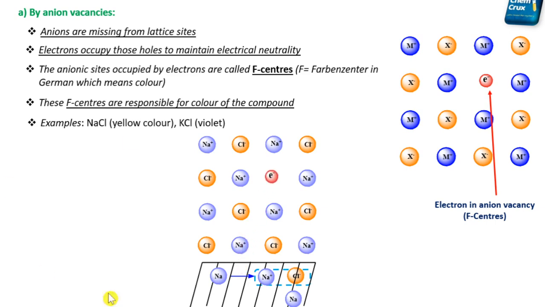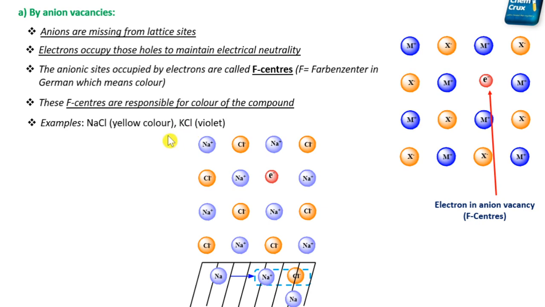So this electron will be responsible for the color of the NaCl crystal, and it imparts yellow color to the NaCl crystal. Similarly for KCl, when KCl is heated in presence of potassium vapors, the electron imparts violet color to the crystal.